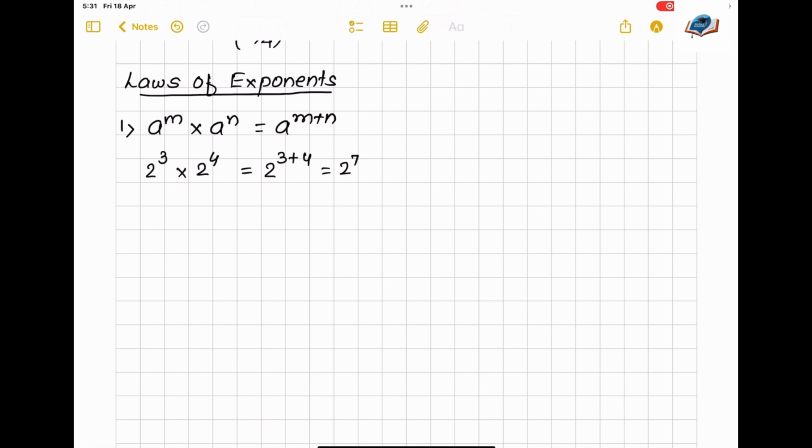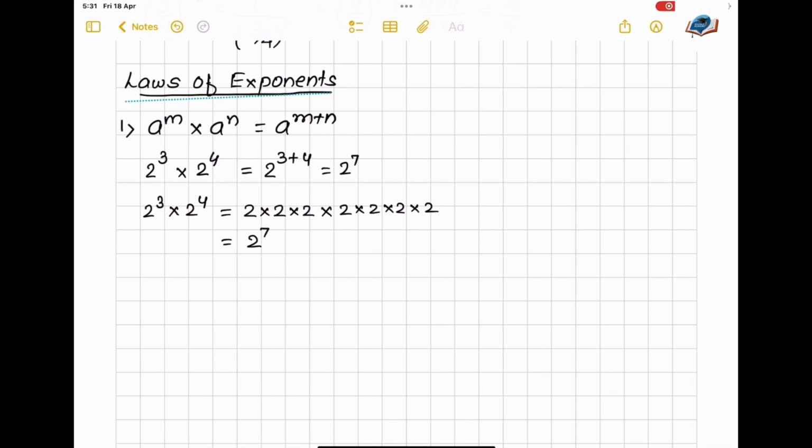Now, let us prove that also. It will be equal. See, 2 raised to 3 into 2 raised to 4 is given to me. Now, 2 raised to 3, I can write 2 into 2 into 2. And 2 raised to 4, 2 into 2 into 2 into 2. So, now if you count, it is 2 raised to 7.